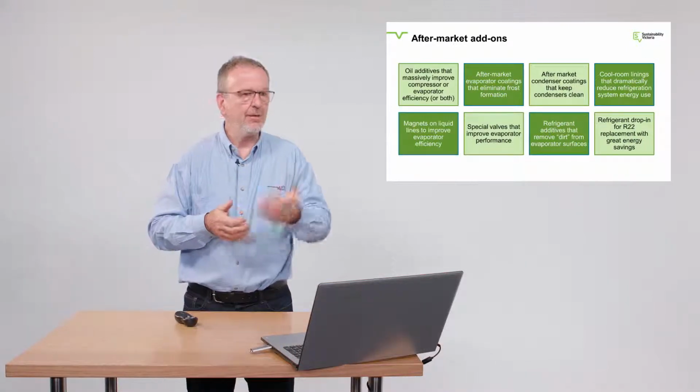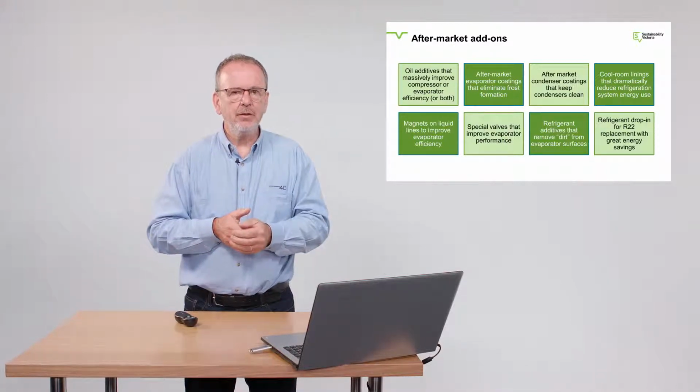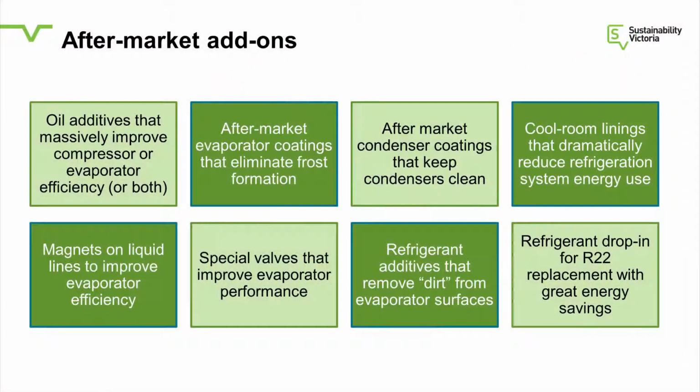There are aftermarket condenser coatings. We had a scam a while ago of this company selling blankets that you put on the inside of a cool room, silver blankets, and they drop the power by 20%.